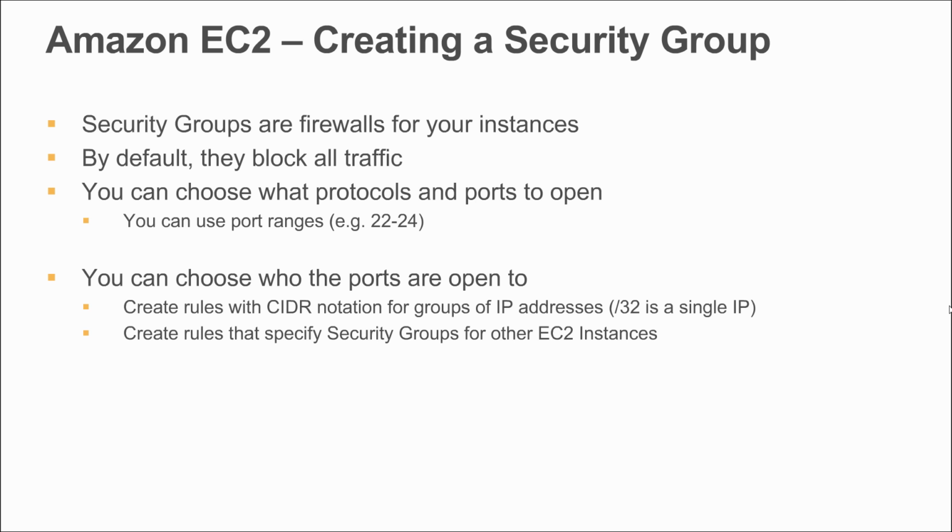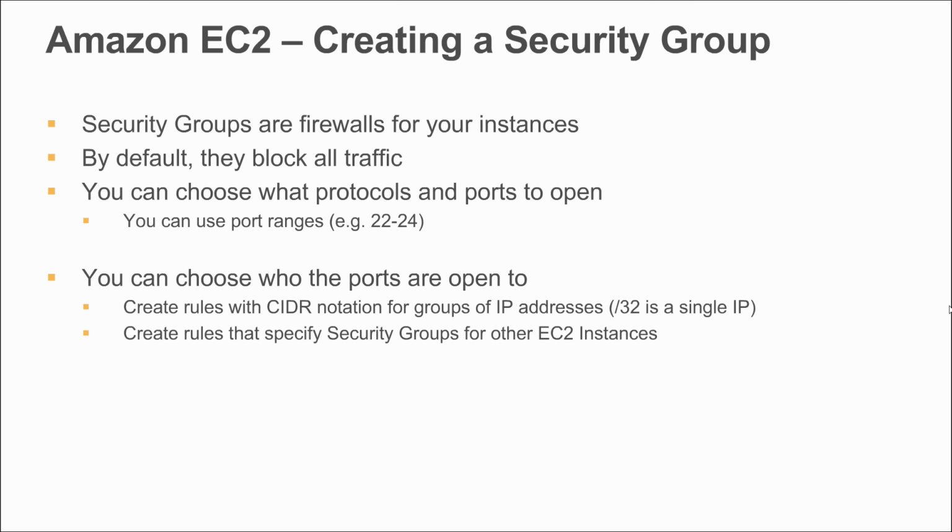You can also create security groups for other EC2 instances. A pretty common thing to do is, let's say you have a series of EC2 instances that are your database servers, and a series of EC2 instances that are web servers that are accessing those database servers. You can create a security group rule for the database server security group that allows access from the web server security group, so that you know that any instance in there can access the other instances.